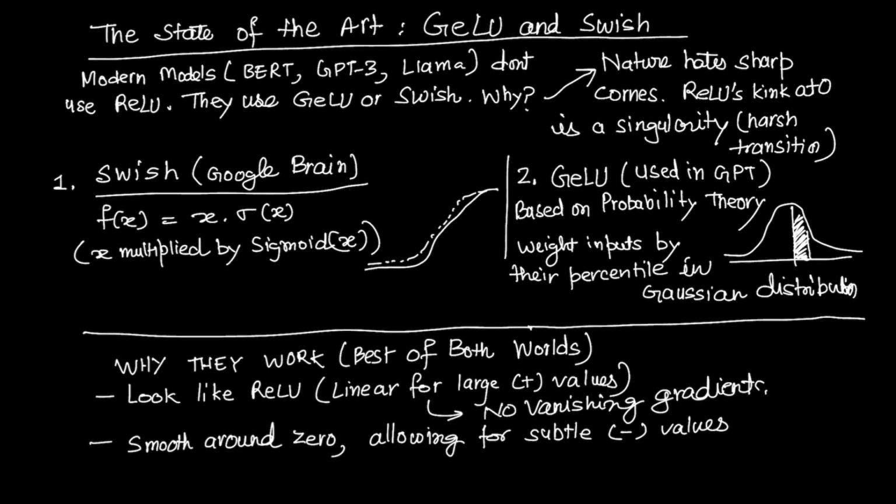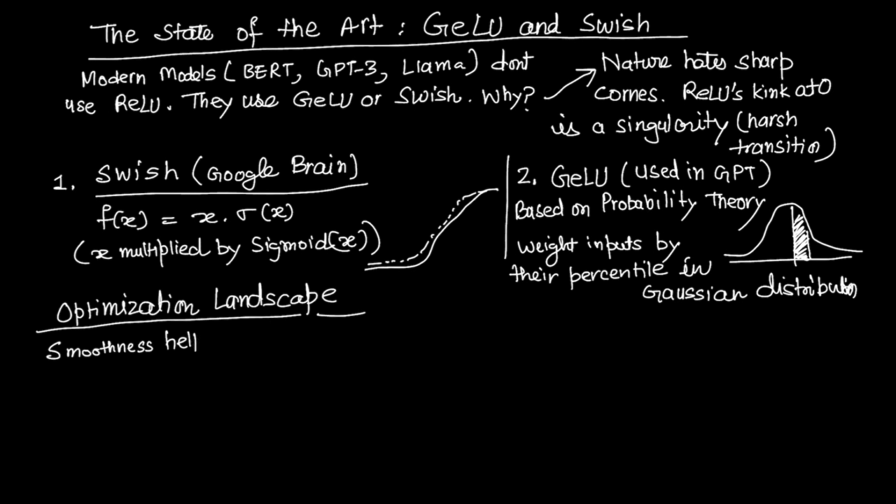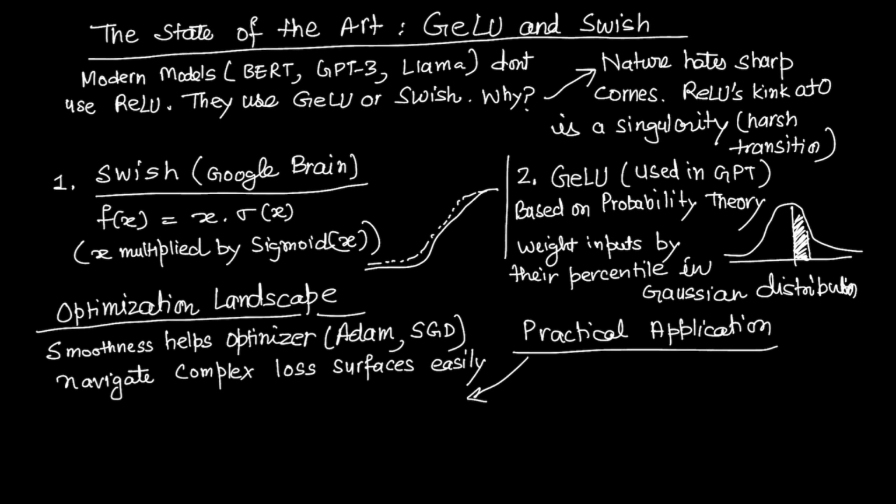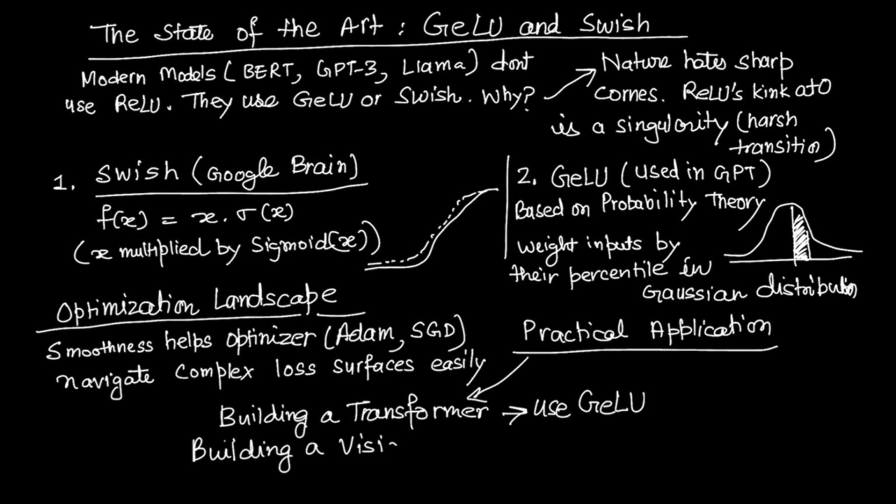This smoothness helps the optimization landscape, allowing optimizers like Adam or SGD to navigate complex loss surfaces more easily. If you're building a transformer today, you'll use GELU. If you're building a vision model like EfficientNet, you likely use Swish.